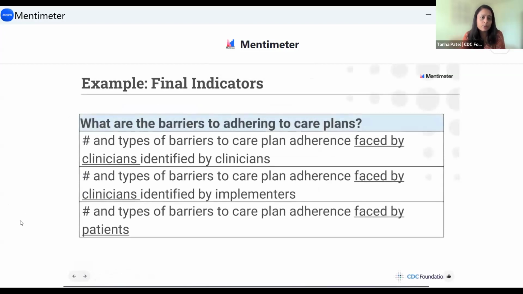So what we have come up with for this particular question around barriers to adhering to care plans is number and types of barriers to care plan adherence faced by clinicians, as identified by clinicians themselves, and those that are identified by the implementers. And we also have number and types of barriers to care plan adherence faced by patients. You want to know if patients are adhering on their end too, right? So that could be another indicator. And see how these are more specific than just types of barriers. So we want that smartness of the indicators to follow through in the barriers as well.